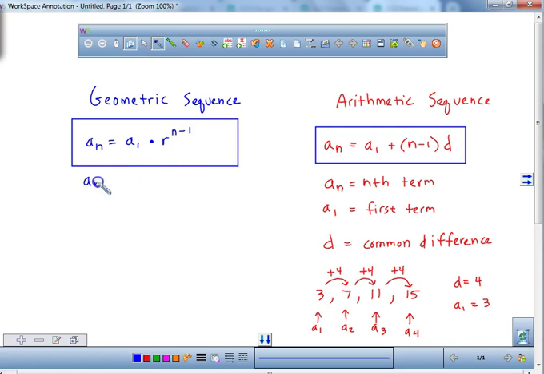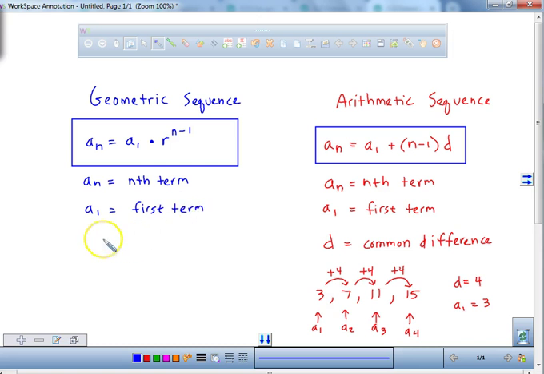So once again, A_n is going to be your nth term. A_1 is still your first term. The r value is, instead of the common difference, think of it as the common factor.